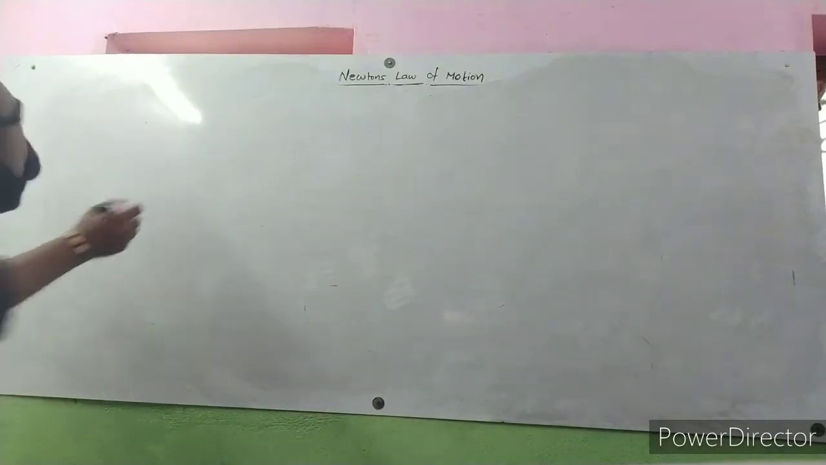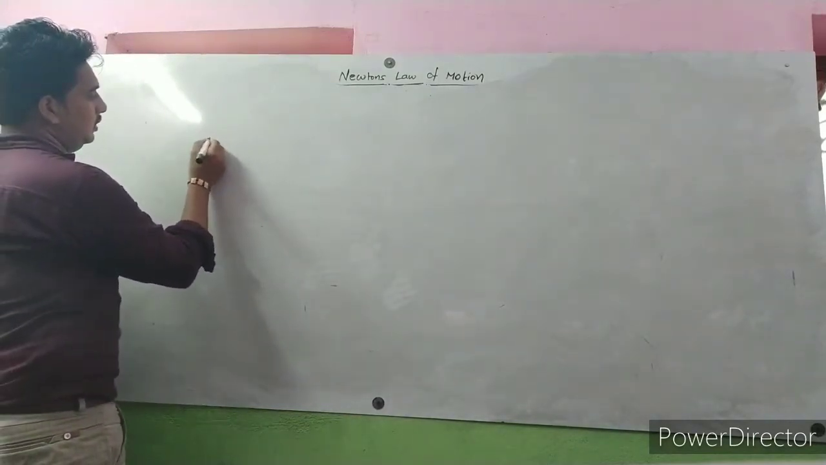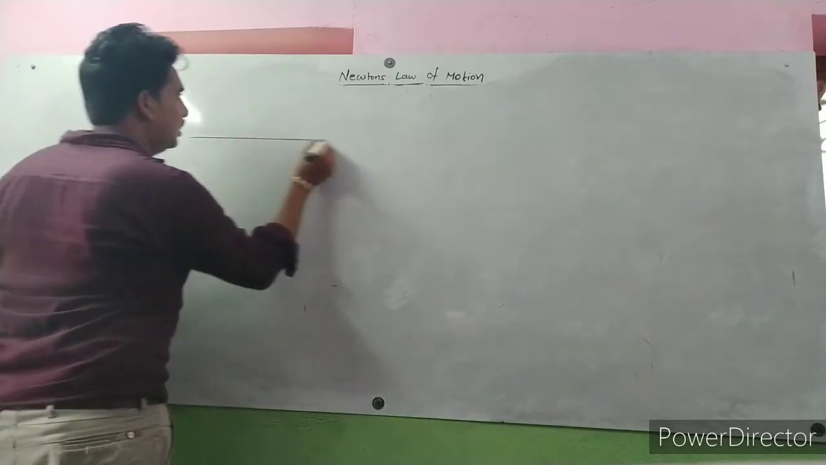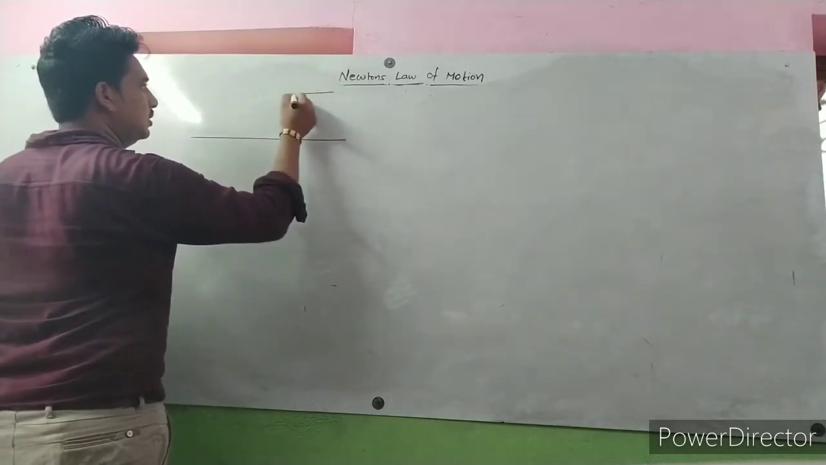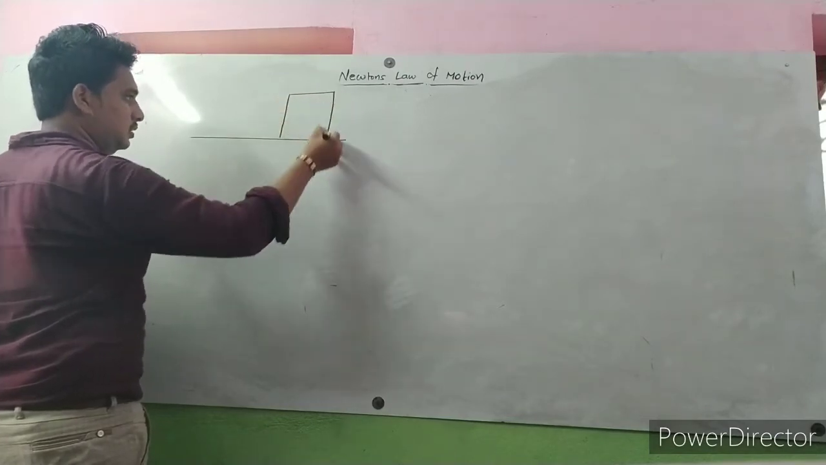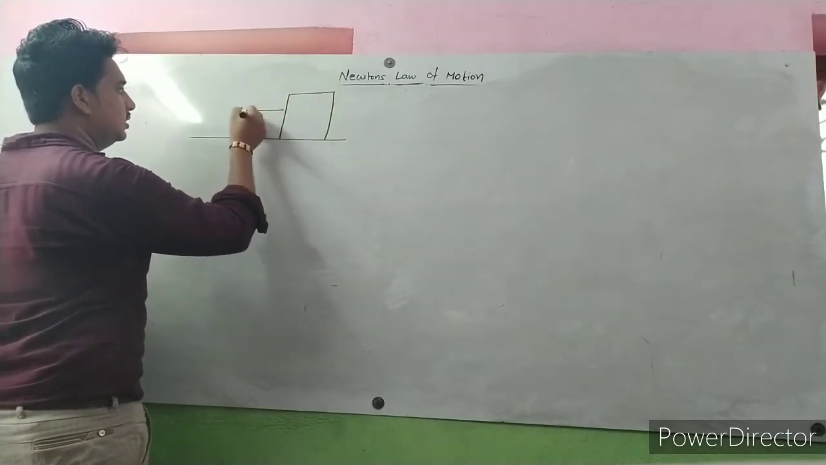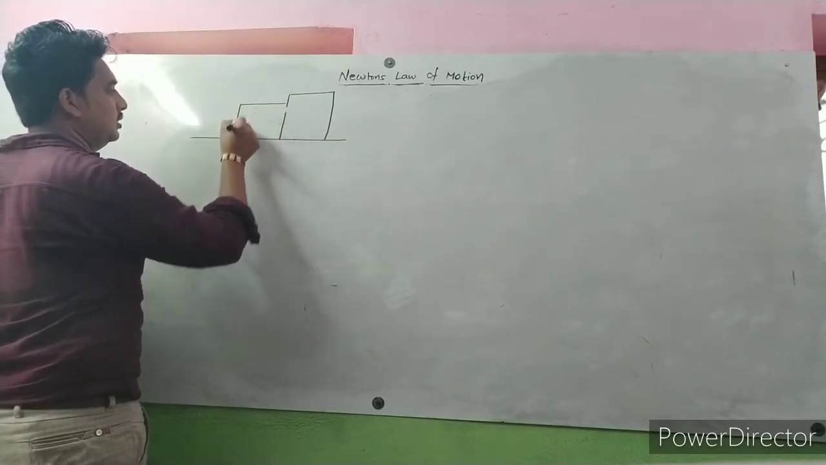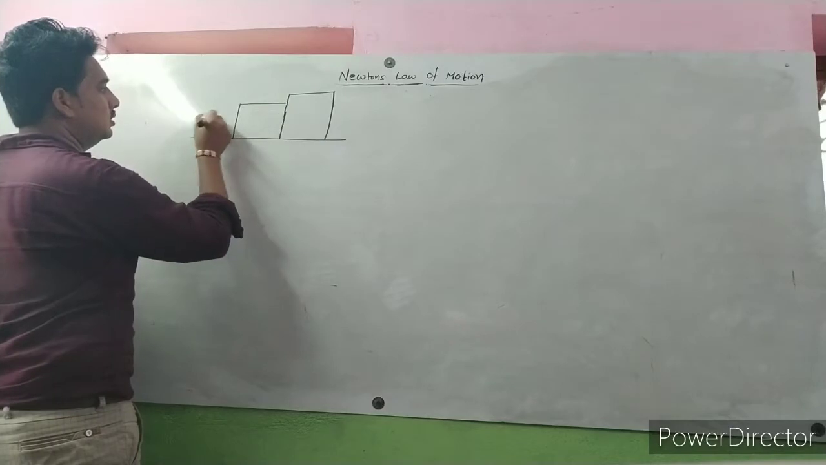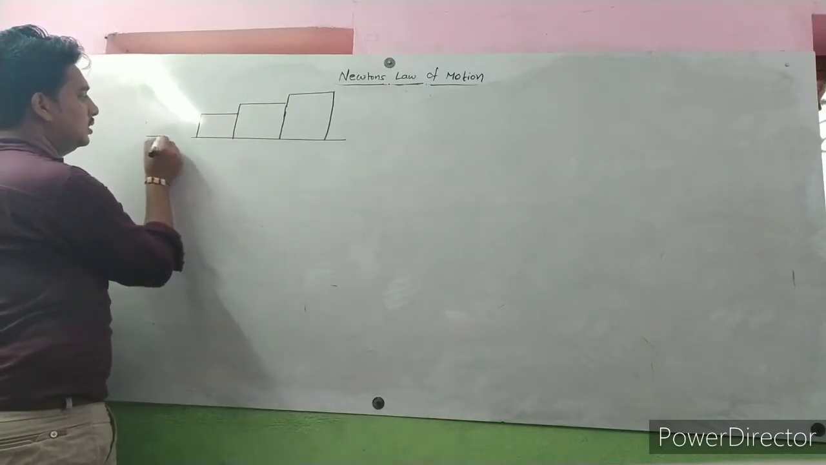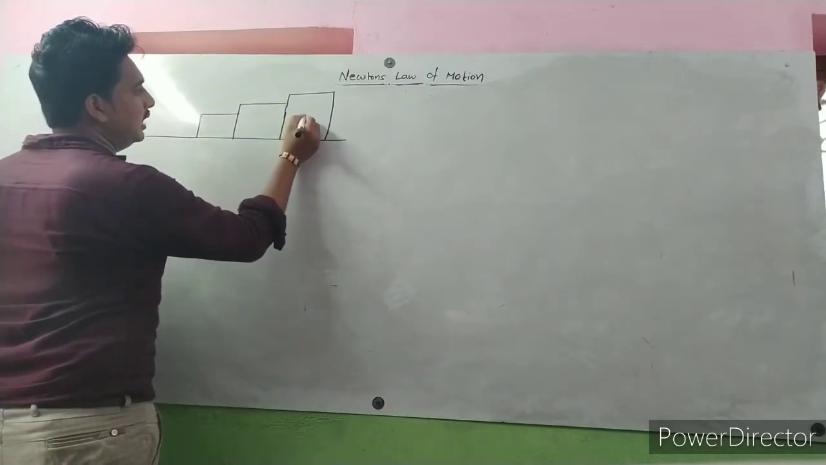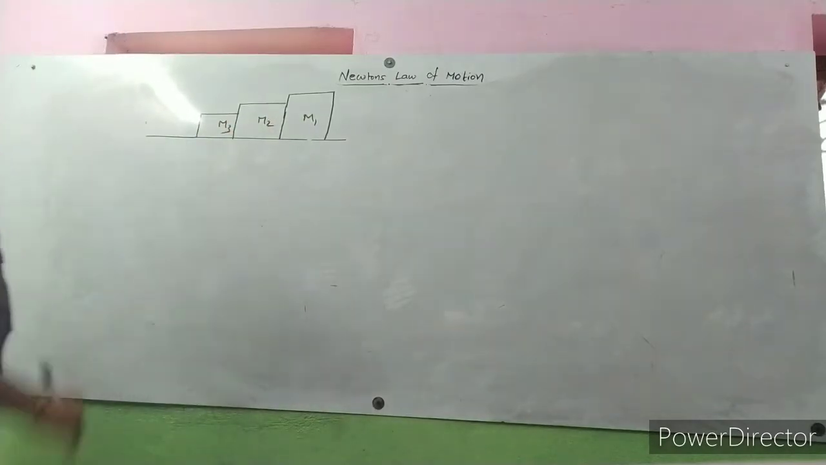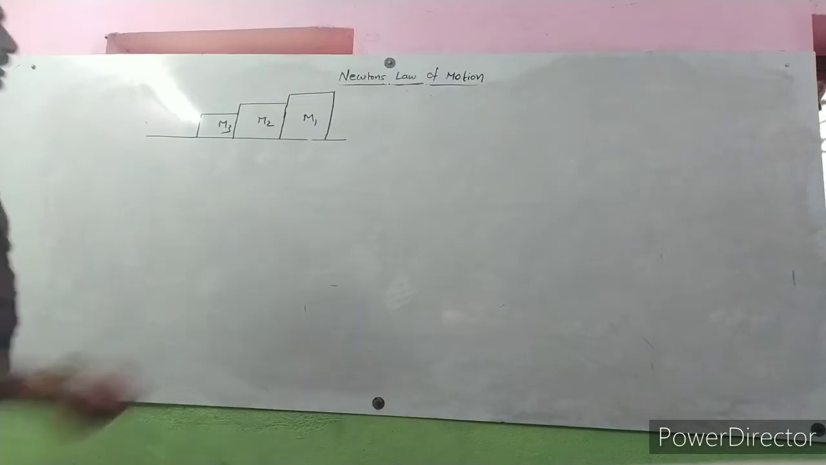So right, this is one body, this is another body. So this is M1, M2, M3. Okay, this is M1, M2, M3.